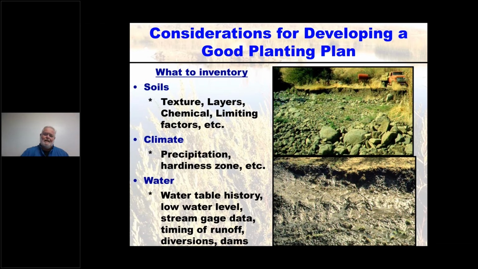And then water. Water is probably one of the most important things because it will tell you a lot of things about that stream that you need to know in order to plant and where to plant the plants you're going to put in there. Low water level especially is really important, as is, of course, runoff. And if you got a stream gauge nearby, you can get a lot of information right from that gauge. You don't have to go out and get it on your own. Any diversions or dams, culverts, bridges, anything like that, you want to make sure that you note.